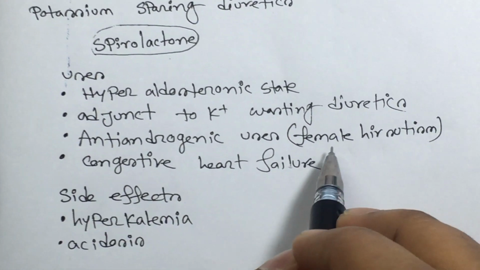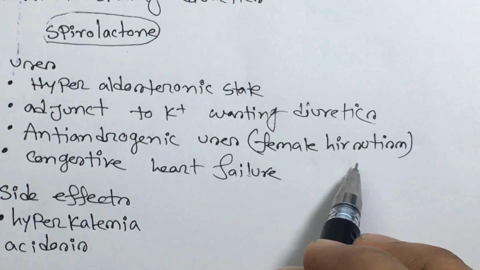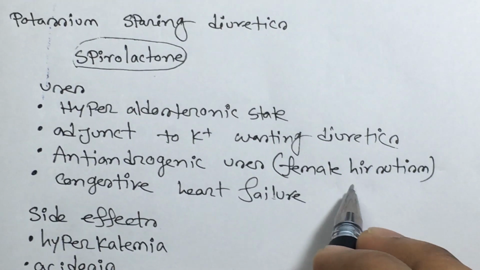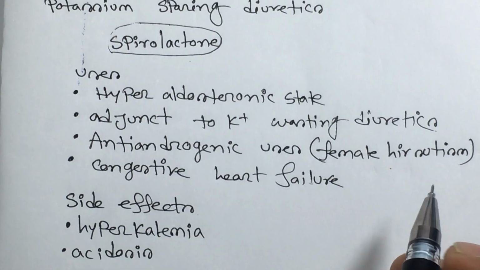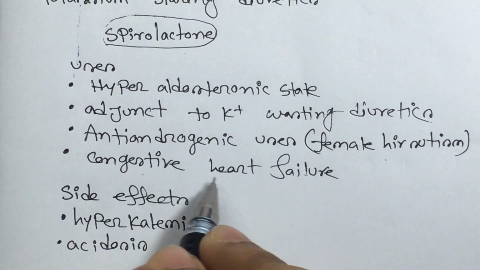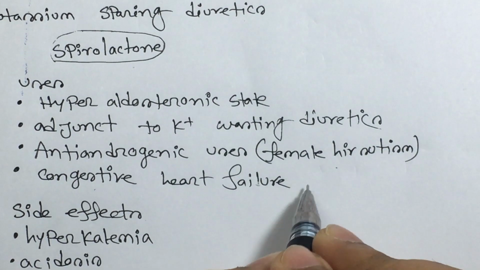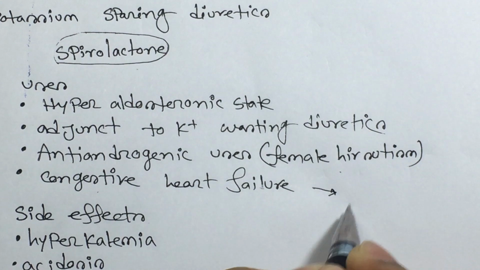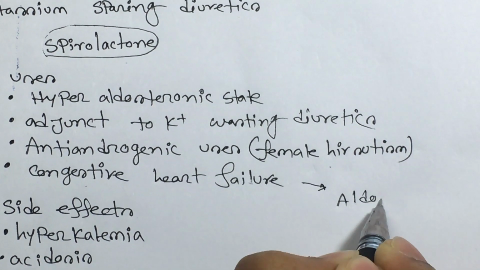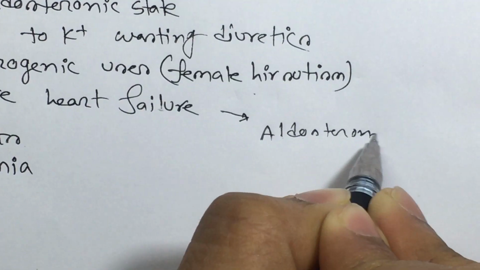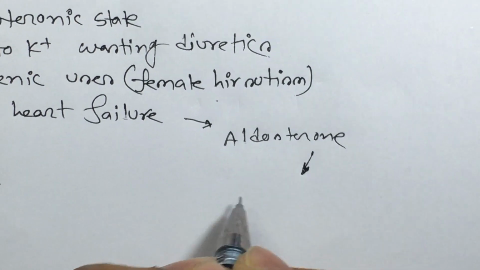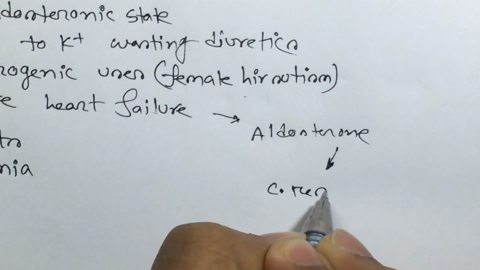Anti-androgenic use, that means female hirsutism, because it inhibits the androgenic receptor. And congestive heart failure, what is the use of this? We know that aldosterone will cause the cardiac remodeling.